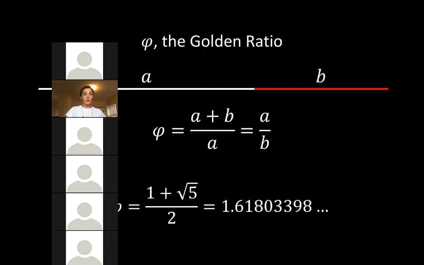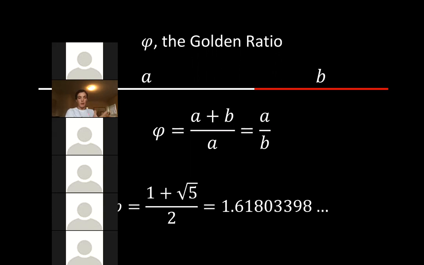And the golden ratio is that ratio such that if you take a line and divide it into two parts, a greater and a lesser, and the ratio of the whole line to the larger part is the same as the ratio of the larger part to the smaller part, that's called the golden ratio, also denoted by phi. And it's equal to 1 plus the square root of 5 over 2, which is equal to 1.618033398, and so on until infinity.